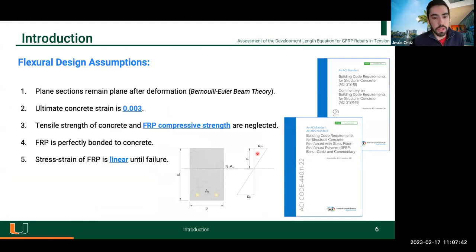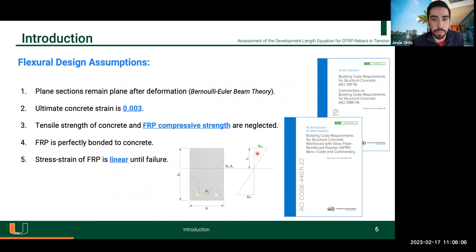So the flexural design philosophy of GFRP reinforced concrete elements is somewhat analogous to those of steel reinforced concrete, with, of course, a specific variation because of the nature of the GFRP composites. Here are the 5 initial assumptions that you can find in the ACI code 440, or also in the 318 for steel.